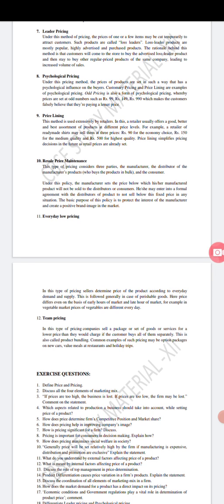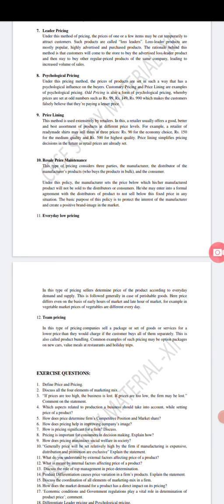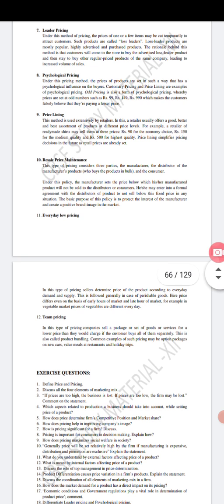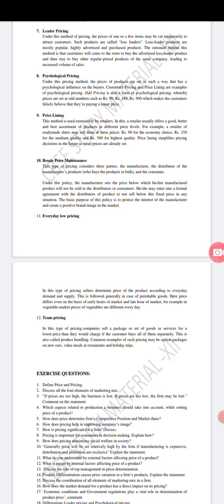sets the category of products, among them some will be good, some will be better and some will be best. For example, a retailer of ready-made shirts may sell them at three prices like rupees 90 for economic choice, rupees 150 for medium quality, rupees 500 for highest quality. So it is just a ready-made shirt, but prices are three. Rupees 90 can be afforded by lower class people, rupees 150 is for middle class people, rupees 500 is for upper class people. So there are different price lining for different product lines.